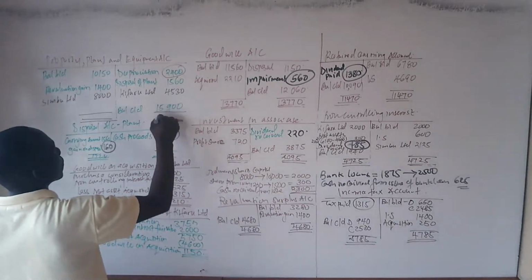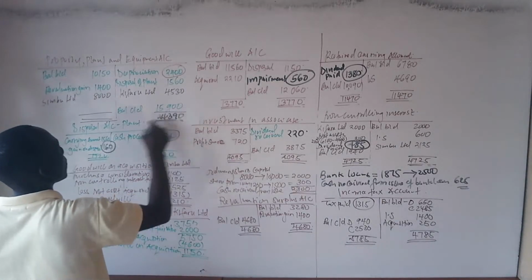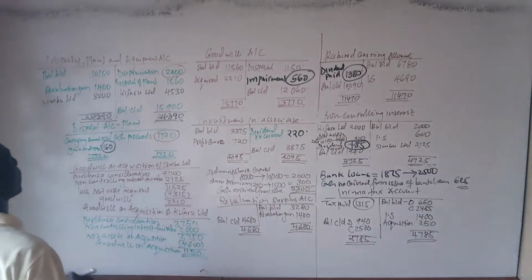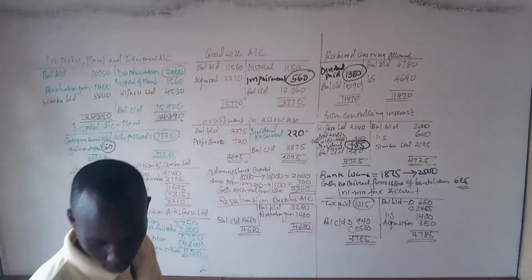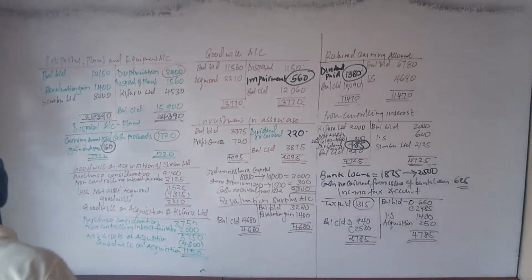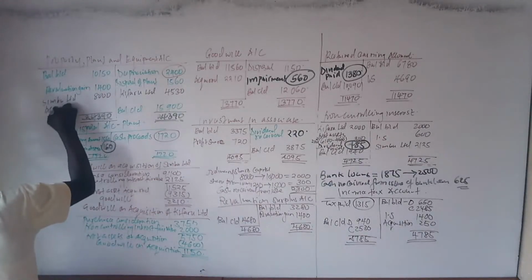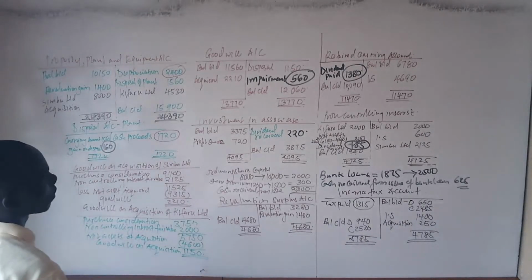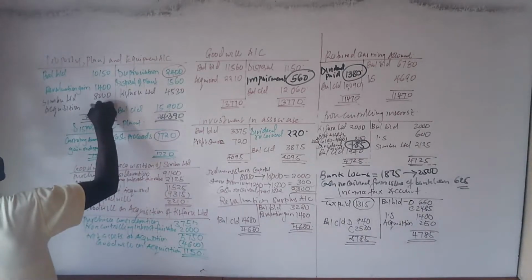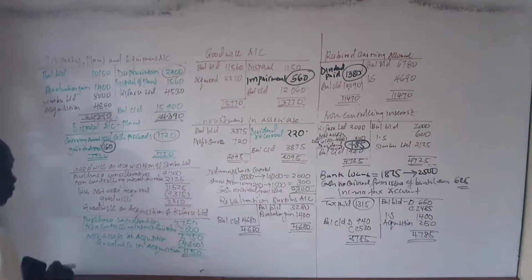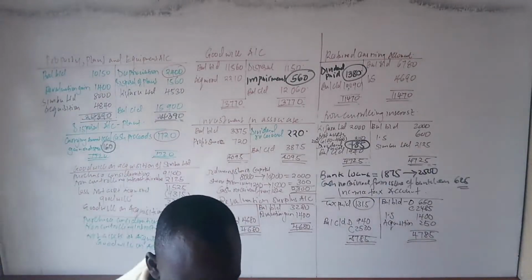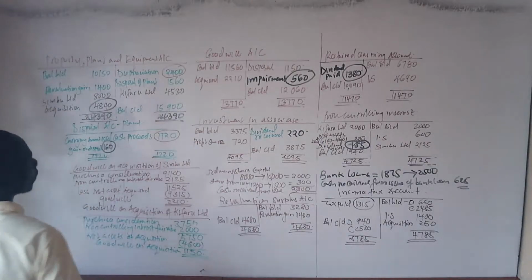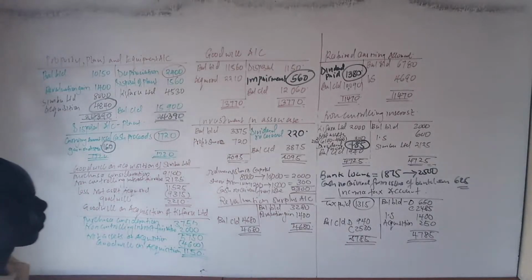24,390. Unit 10,150. And therefore give me the acquisition. Minus 24. Acquisition of how much? Acquisition of 4840. So that is what we have.